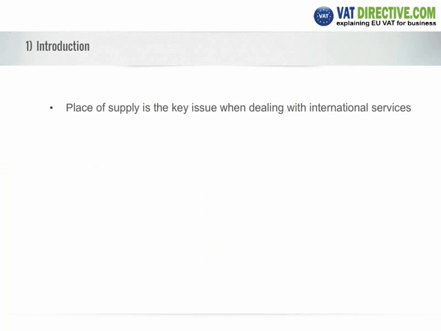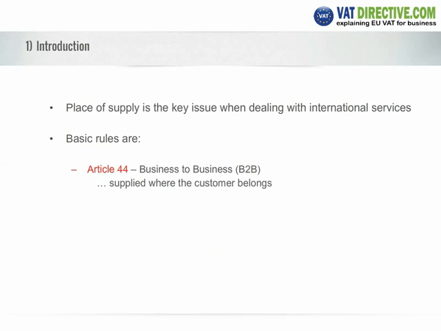on international services. The first point I want to make is that the place of supply is the key issue when dealing with international services. The basic rules, which we always consider first, are within Article 44, and that's business-to-business supplies of services, B2B as they become known, and the place of supply for B2B services is where the customer belongs. I'll look at an example of that in just a moment.